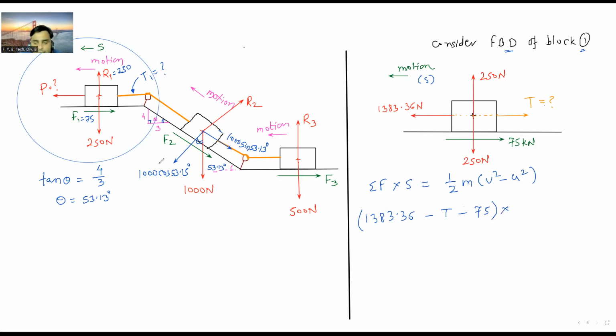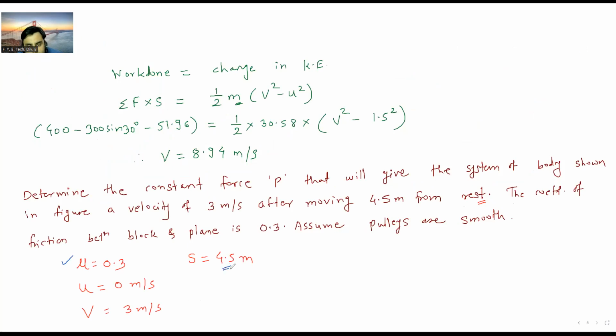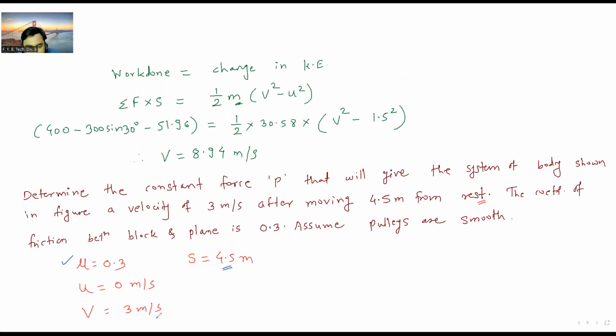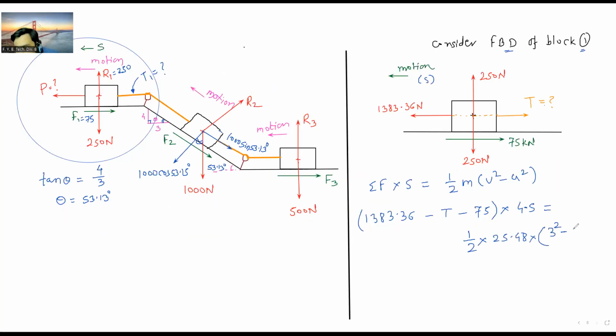What is the displacement due to this force? It was already told. What is the value of S? 4.5 meter. So into 4.5, which is equal to half, M is the mass, so 250. What is the mass? We have already calculated. What is the mass? It is 25.48. It's a single block, 250 Newton into v square. What is the final velocity? Final velocity is 3. Initial velocity is 0. So 3 square minus 0 square.